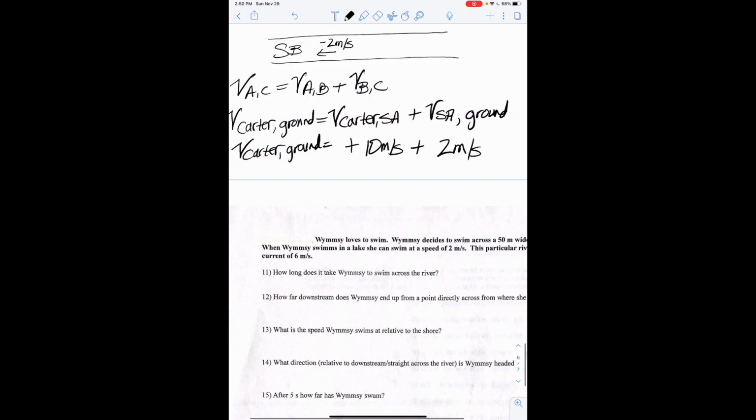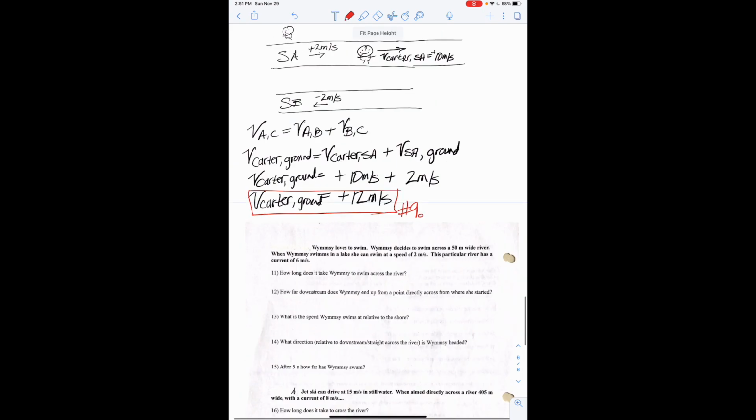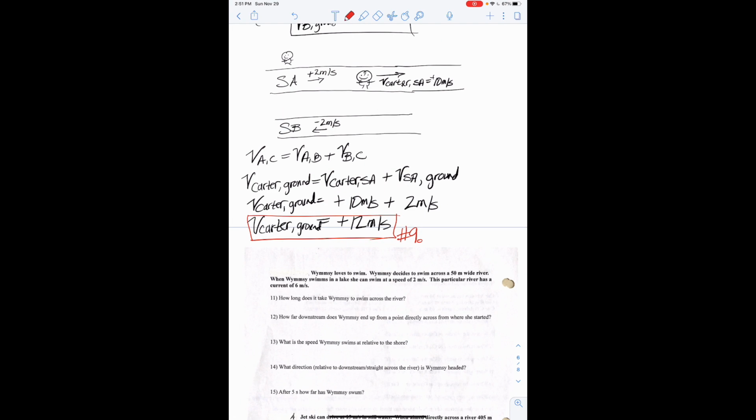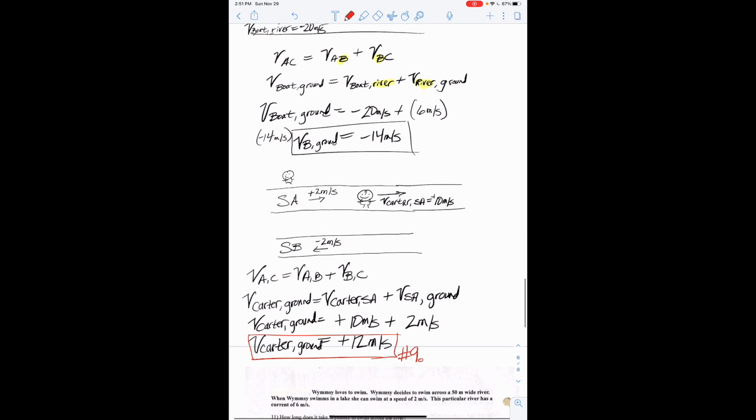All right, so we can see positive 10 plus 2 is just going to equal positive 12 meters per second, or 12 meters per second to the right. All right, and this is our answer for number 9. Okay, and there we go. Proof of what we guessed, right? Or maybe just knew, but proof once again with the formula when we need it.